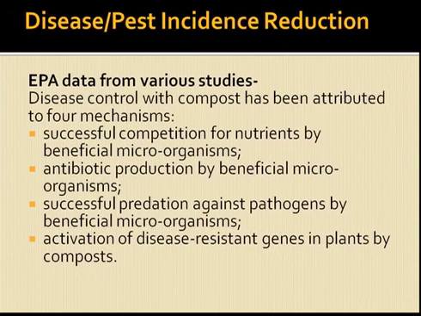EPA came out with a paper that sort of summarized why this is from a number of various studies that were done. They attribute this benefit, this sort of synergistic effect that compost has that improves disease resistance, to four mechanisms. The beneficial microorganisms successfully competing with the non-beneficial pathogens, if you will, for nutrients. Then actual antibiotic production by the beneficials. Successful predation by the beneficials against the pathogens, and then the actual activation of disease-resistant genes in plants by the compost. So I thought that was pretty impressive that you can get those kinds of benefits just from compost.